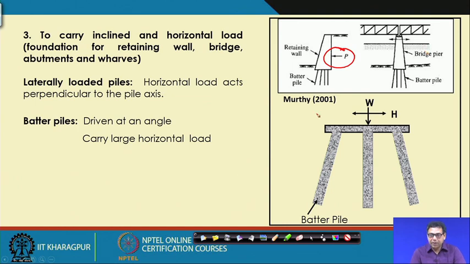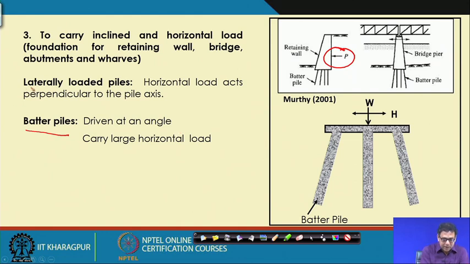Okay. And depending upon that type of loading, a pile can be a batter pile also. What is a batter pile? If the pile is at an angle. The other two cases we have discussed, the pile is perfectly vertical, but here it is at an angle. So, a batter pile is driven at an angle and it can carry a large amount of horizontal load. So, if the load is horizontal, then we will provide a batter pile. So, that will carry a large amount of the horizontal load.